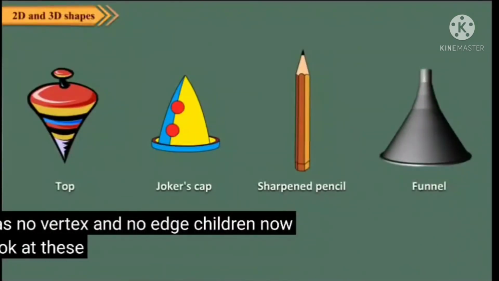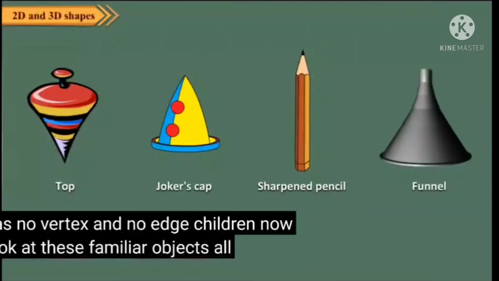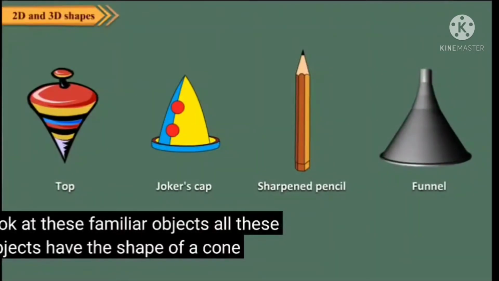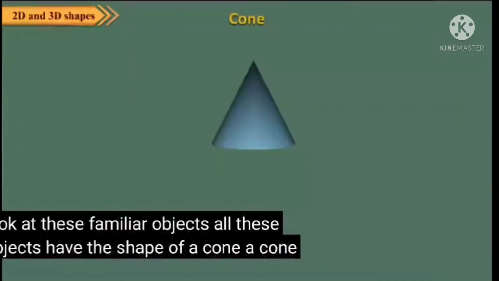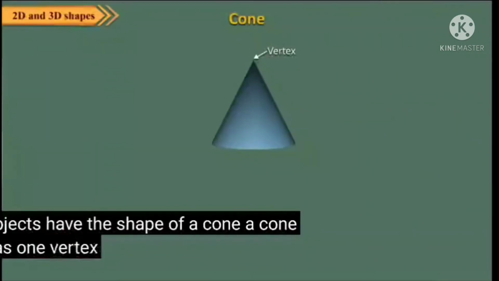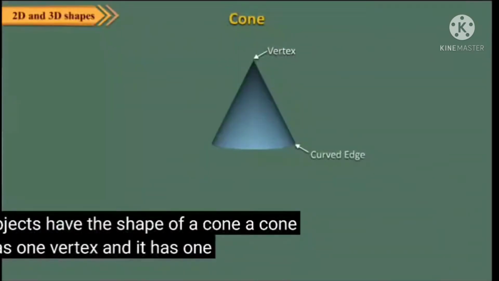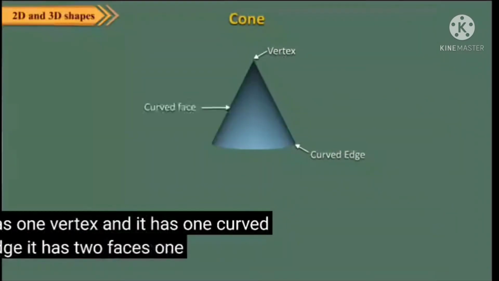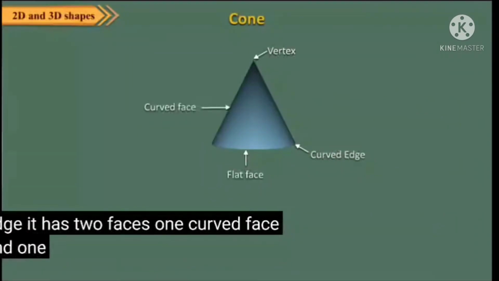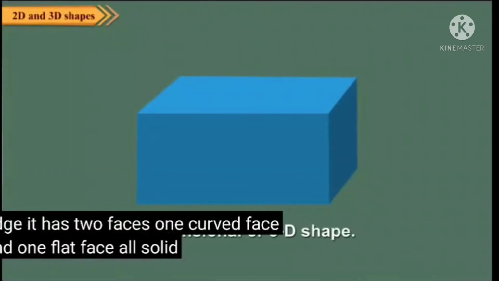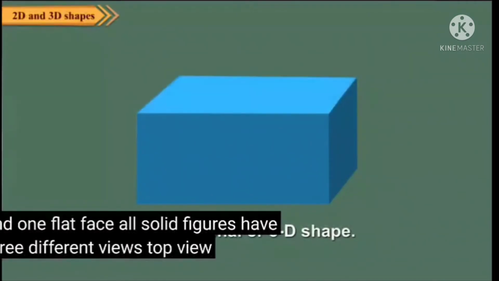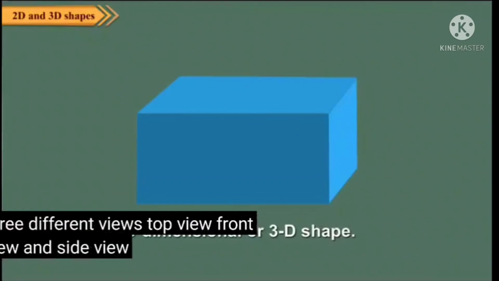Children, now look at these familiar objects. All these objects have the shape of a cone. A cone has one vertex and it has one curved edge. It has 2 faces, one curved face and one flat face. All solid figures have three different views: top view, front view and side view.